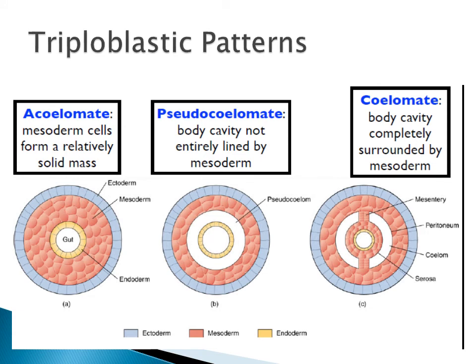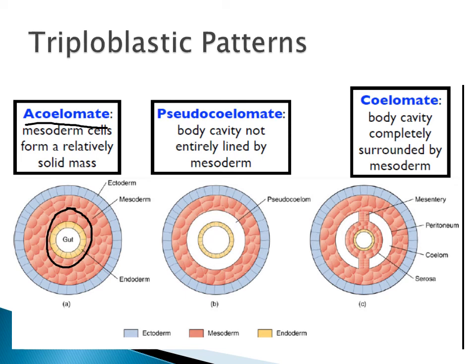Within that triploblastic organization, there are 3 different patterns that we'll see. And what's really kind of cool is we will study how these evolve as we look at worms. So one of the things we're going to start with is flatworms, and they're the least evolved, and they're acoelomates, which means that their mesoderm forms a relatively solid mass. They don't have many organs and things like that. The mesoderm's not used to make body organs and body cavities.